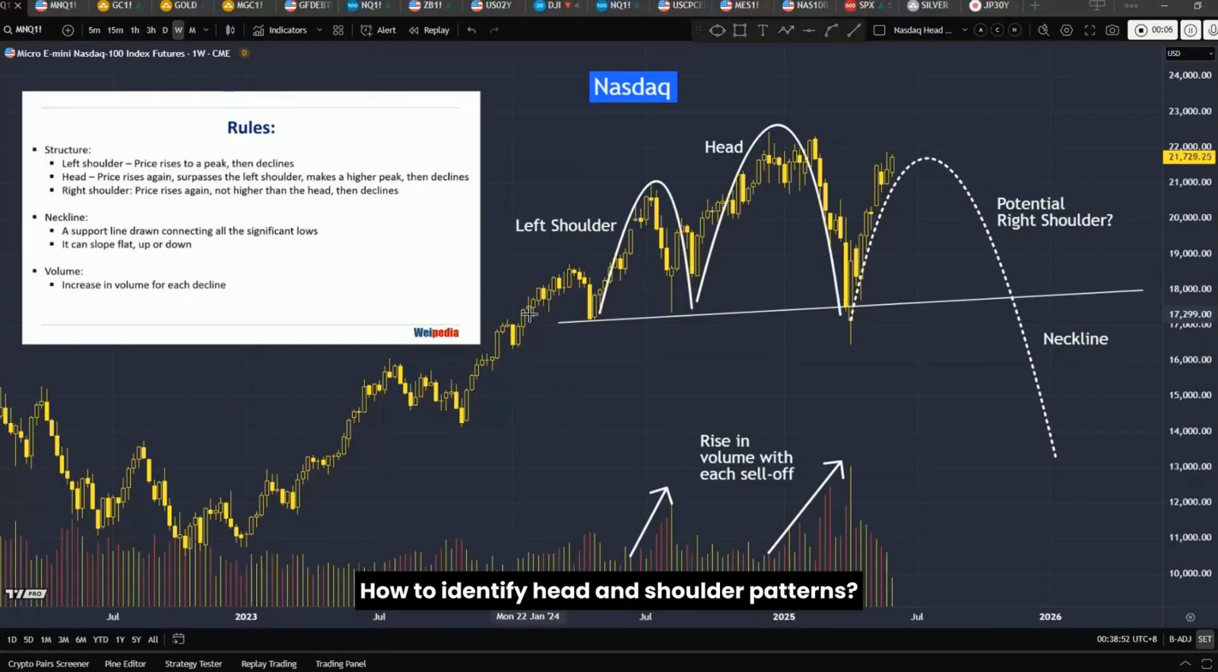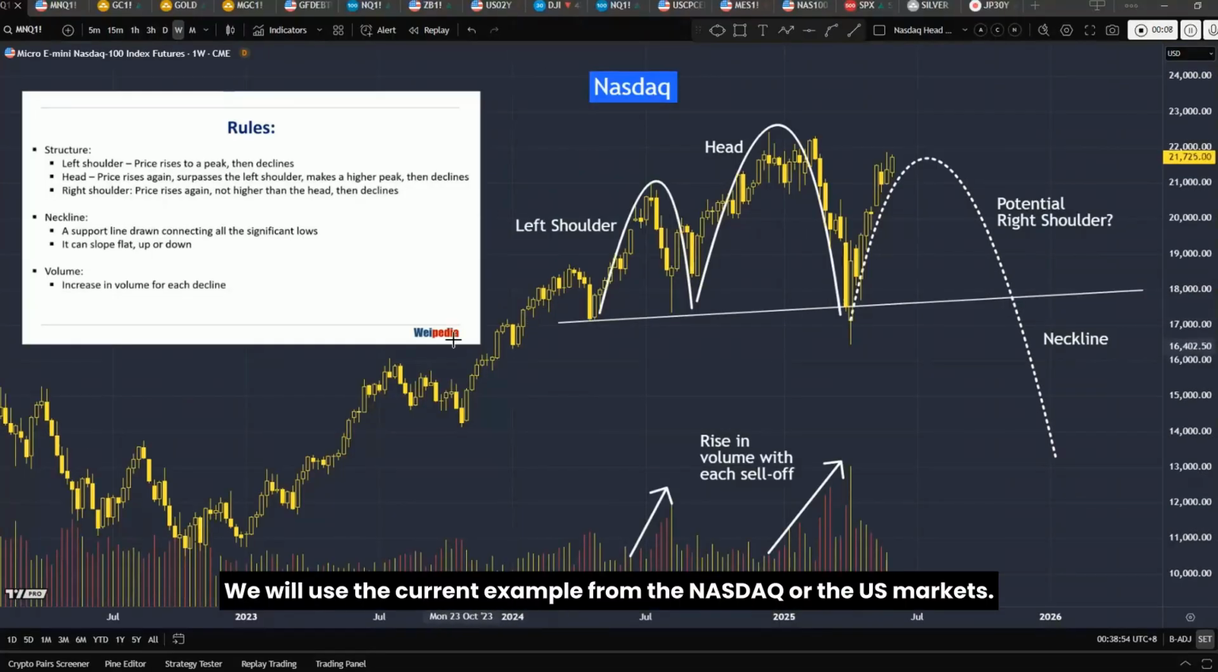How to identify head and shoulder patterns. We will use the current example from the Nasdaq or the US markets. And in this chart, we can quite clearly observe that a potential head and shoulder formation is developing, meaning that if the price breaks below this neckline, we may see a deeper correction from the April low.